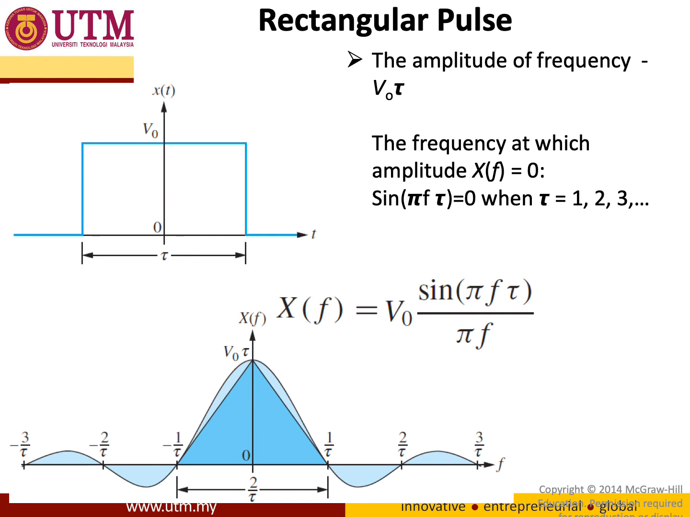As a conclusion, when we convert the rectangular pulse from time domain into frequency domain, we have a sinc function with the amplitude at zero frequency of V naught tau, and the frequency at which amplitude X(f) equal to 0 occurs when sine pi f tau equal to 0. It is when f tau equal 1, 2, 3, and so on.